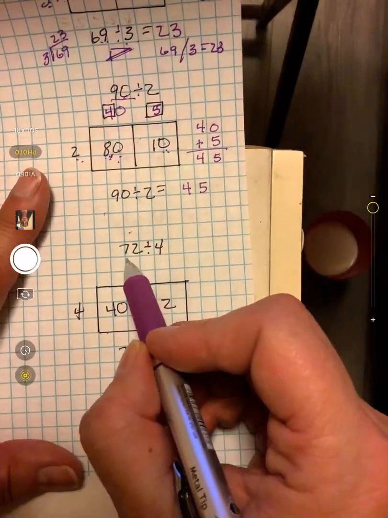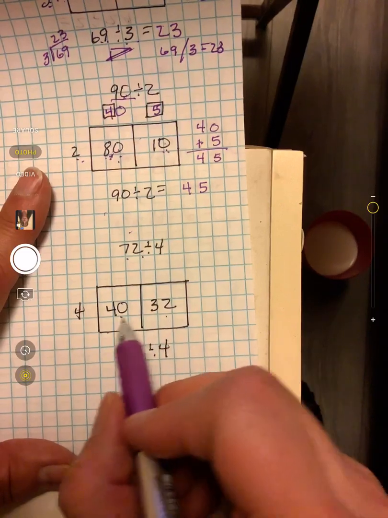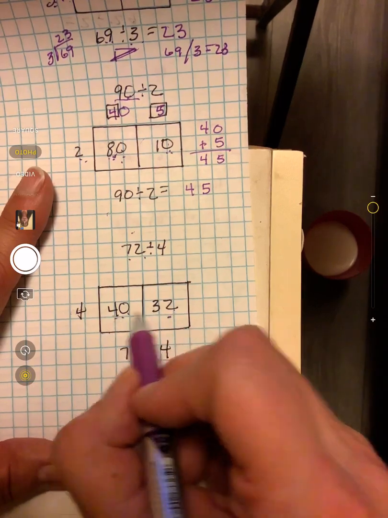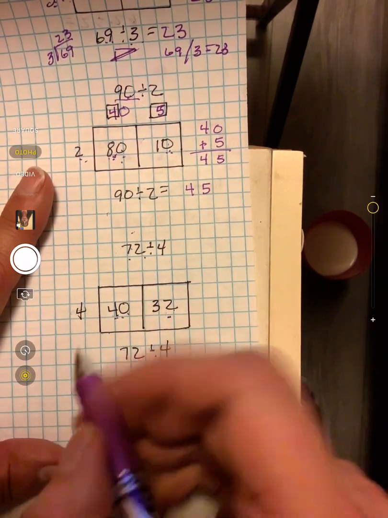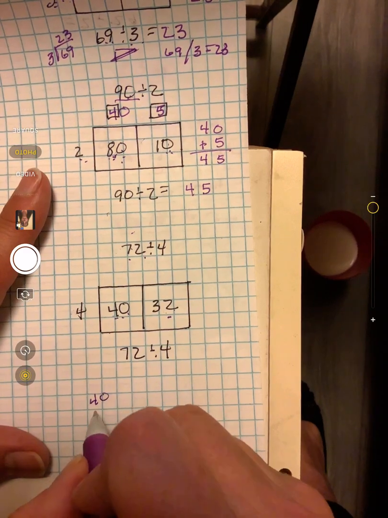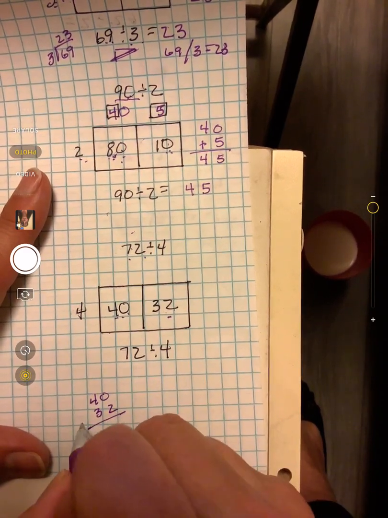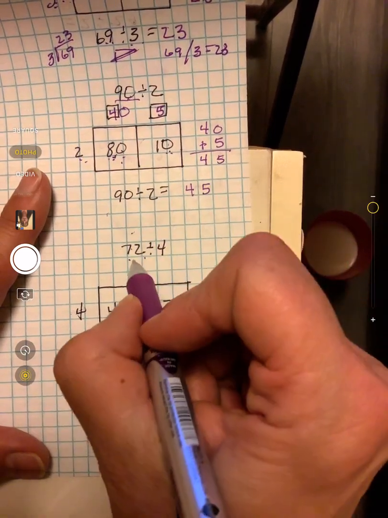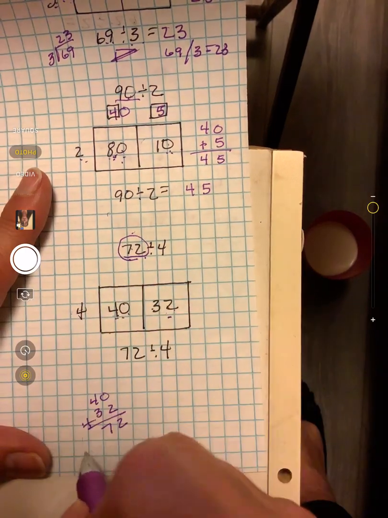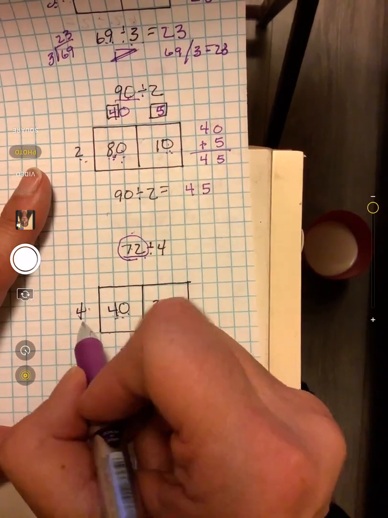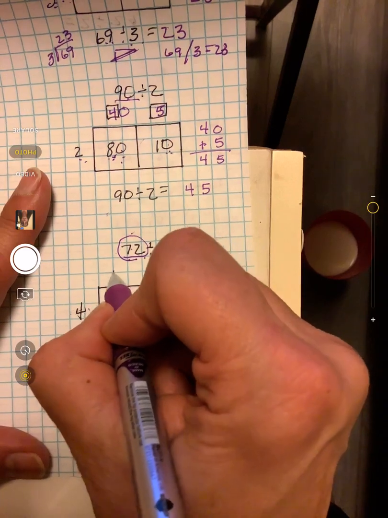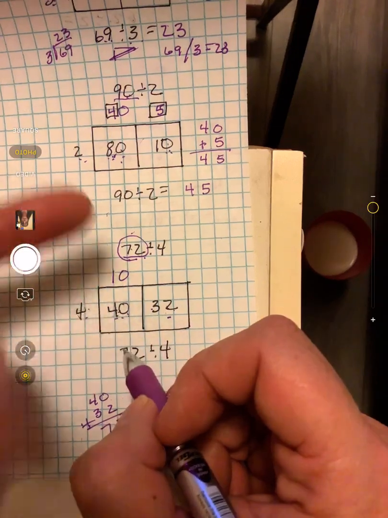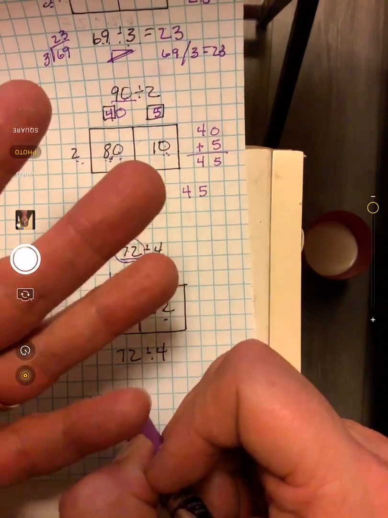Here you can see they took 72 and broke it up into two numbers that are divisible by 4, 40 and 32, but these both add up to 72. I can show you that. 40 plus 32 is 72. These numbers always have to add up to what is up here, okay? So 4 times what equals 4? 4 times 1, and we add a 0. 40 divided by 4, you can count by tens. 10, 20, 30, 40. 4 of them.